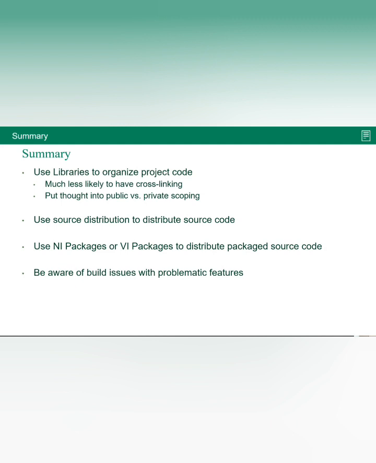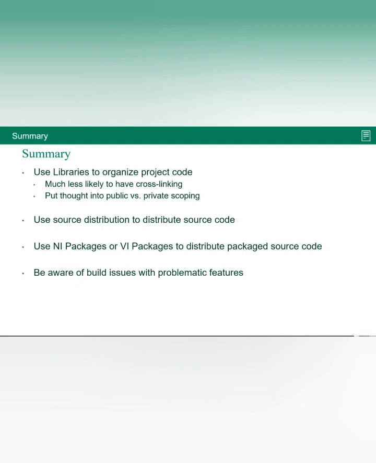If you need to distribute your source code, make sure to use a source distribution, especially with the preview feature in App Builder. It's the best way to figure out what the code is going to look like and if you're going to have any issues with missing or cross-linked VIs before you distribute it.